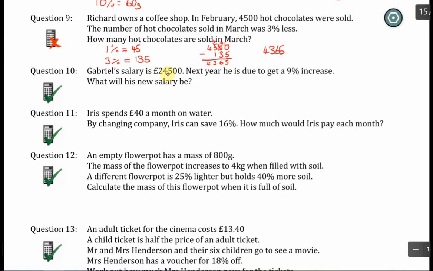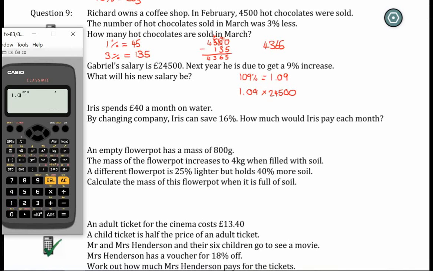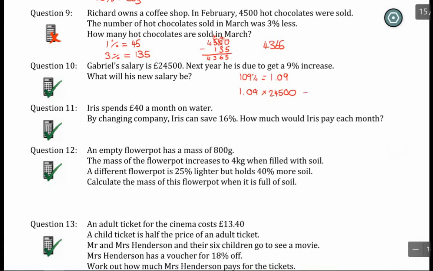Gabriel's salary is £24,500. Next year he's due to get a 9% increase. So to increase something by 9%, I would add 9% to 100%, which would give me 109%. That, as a decimal, is 1.09. So I'm going to times that by the amount to increase it by 9%. £26,705.